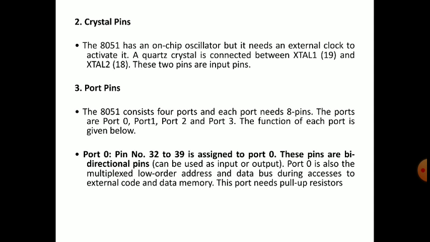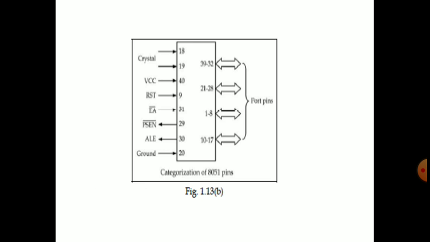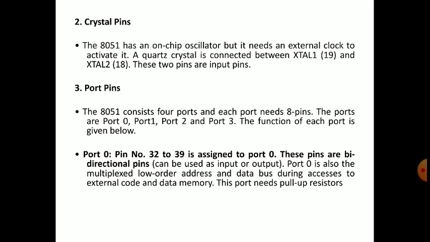Now in this categorization of pins topic, the first one is crystal pins. The 8051 has an on-chip oscillator, but it needs an external clock to activate it. A quartz crystal is connected between XTAL1 and XTAL2. These two pins are input pins. We have already learned this in the previous topic. And port pins: 8051 consists of 4 ports, and each port needs 8 pins. The ports are port 0, port 1, port 2 and port 3. The function of each port is given below.